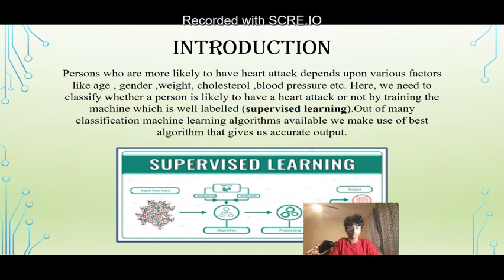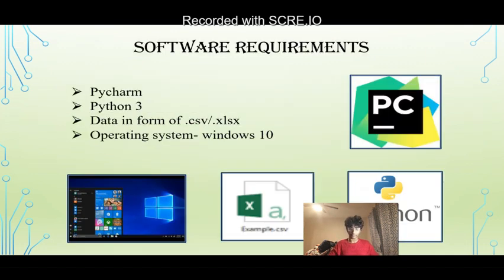Here we need to classify whether a person is likely to have a heart attack or not by training a machine learning algorithm. So basically, by using these blood related parameters, we can generalize an idea of whether a heart attack will occur or not based on certain behaviors. Out of many classification machine learning algorithms available, we make use of the best algorithm that we can.